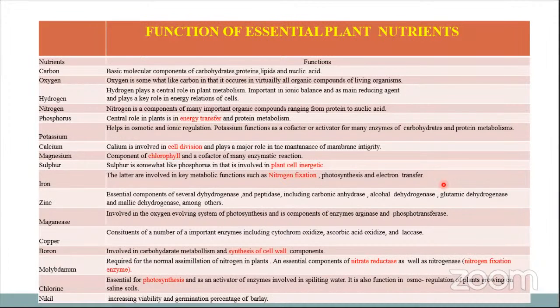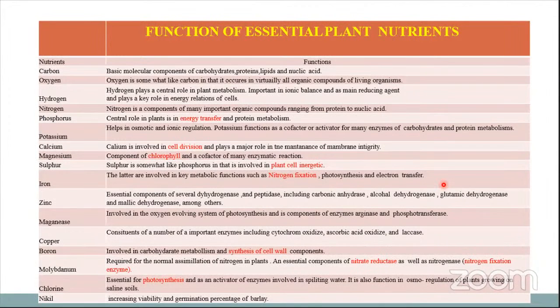Calcium plays a major role in cell division. Magnesium is an integral part of chlorophyll, so naturally it plays a role in photosynthesis. Sulfur gives some pungency to particular crops. Coming to iron, it helps in nitrogen fixation. Zinc forms several compounds like dehydrogenases, glutamate dehydrogenase, and is involved in many biochemical reactions. Manganese is involved in the oxygen-evolving system. Copper constitutes a number of important enzymes, including cytochrome oxidase, ascorbic acid oxidase, etc.